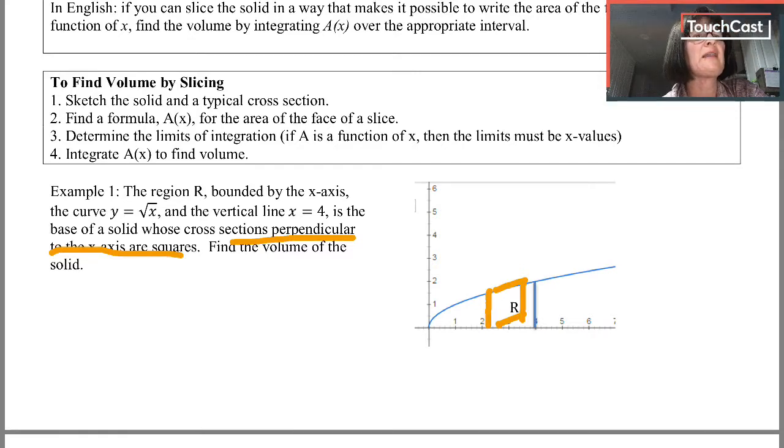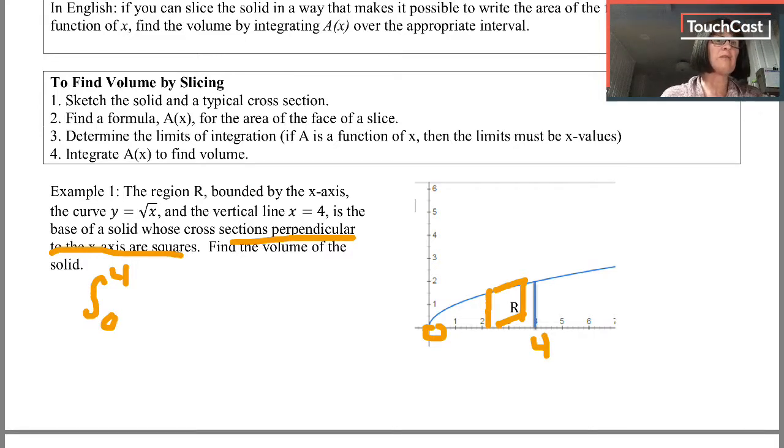So this is what I think. I'm going to integrate from left to right. So that's x equals 0. I was told up until x equals 4. So that part's not tricky. I'm going to integrate from 0 to 4. And what I want to add up are infinitely many volumes.